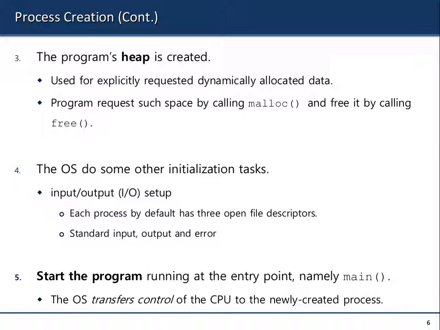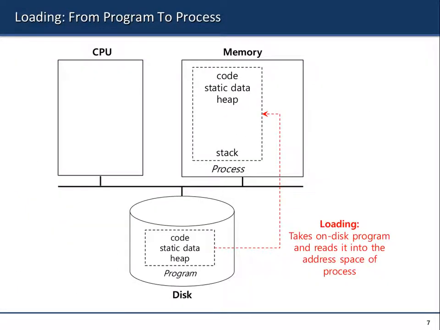And then it jumps to start the program running at the entry point, namely main. Earlier when we used GDB, you saw that the arrow was pointing at the start of main. That is the transfer of control of execution to the main function. This is actually called loading. The exec system call in Linux performs the loading. It's the loader.